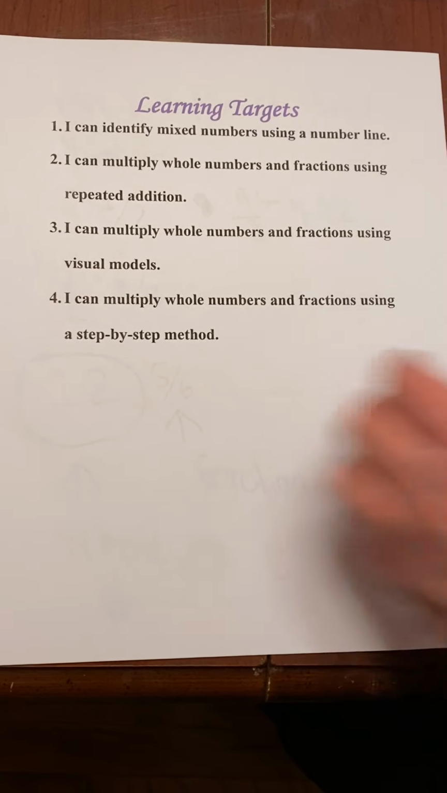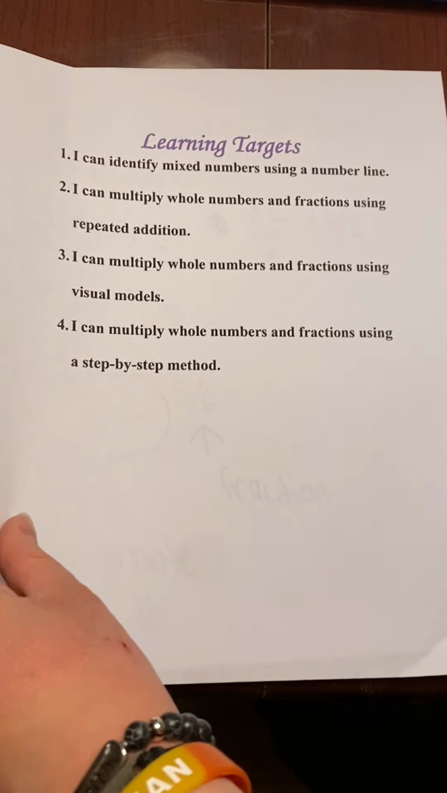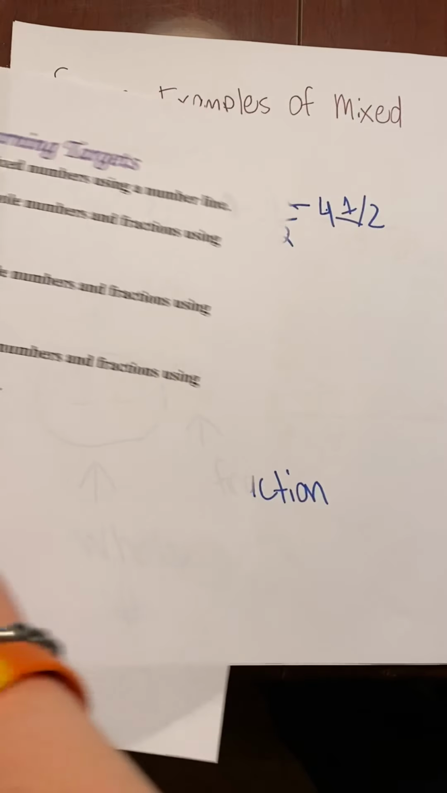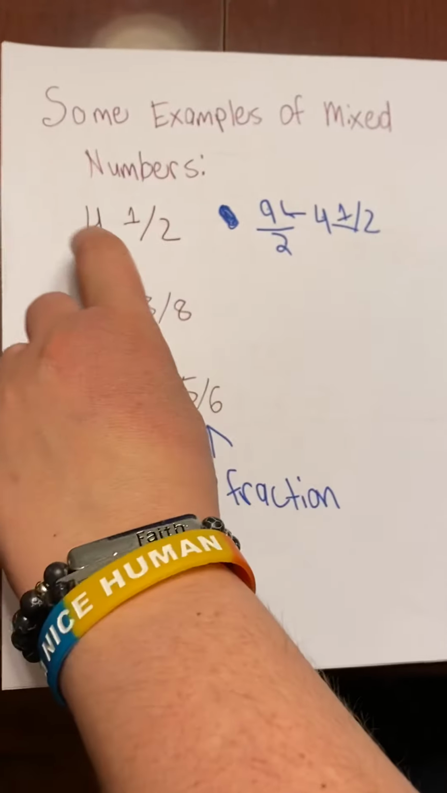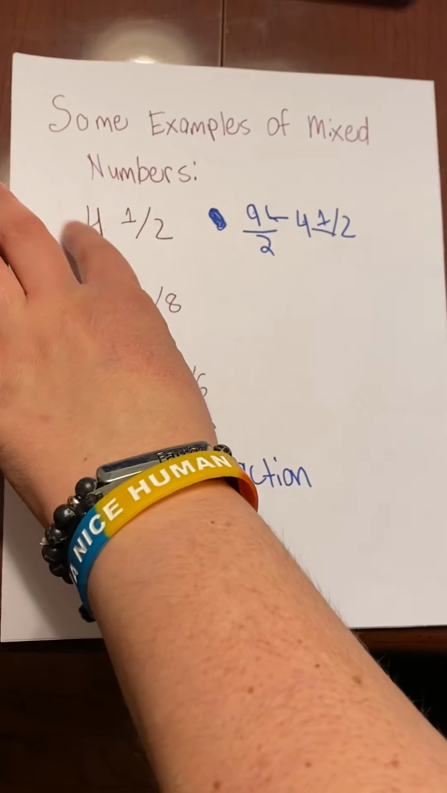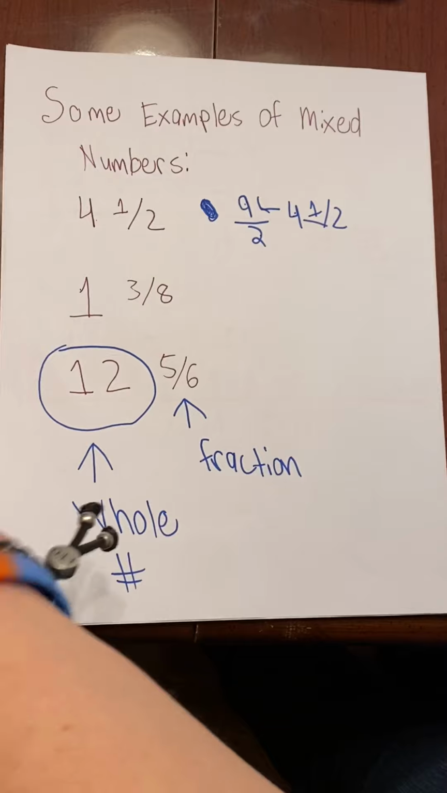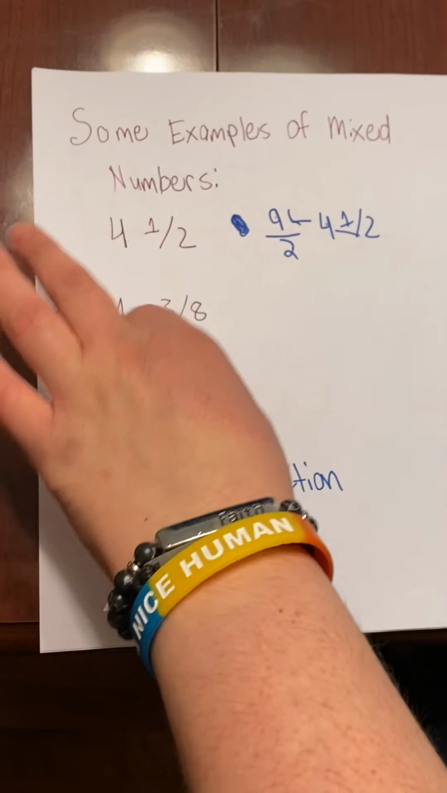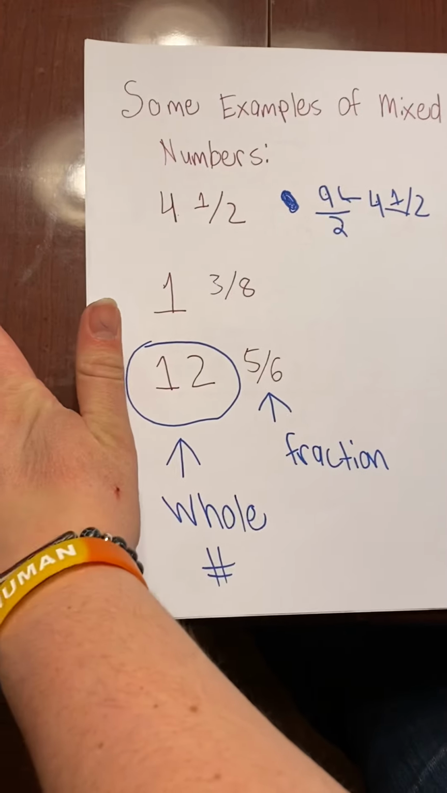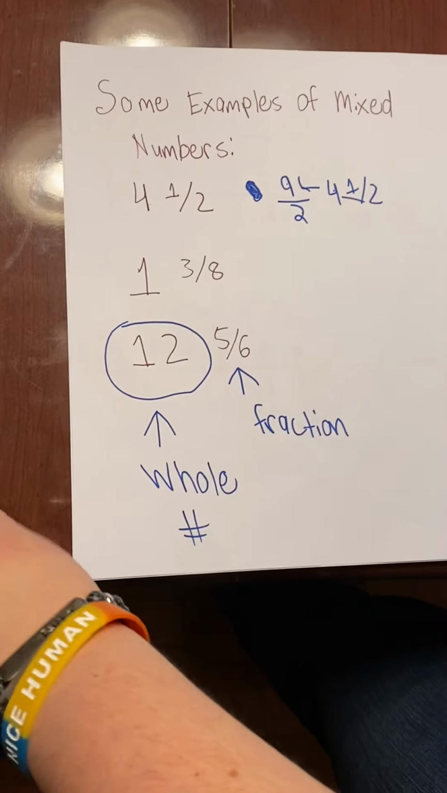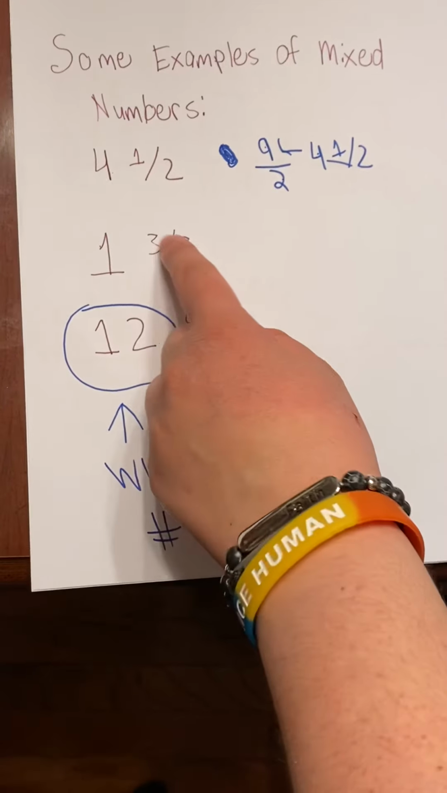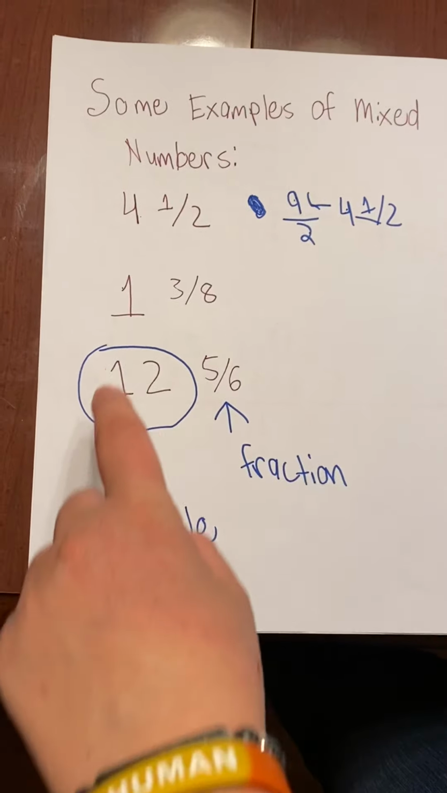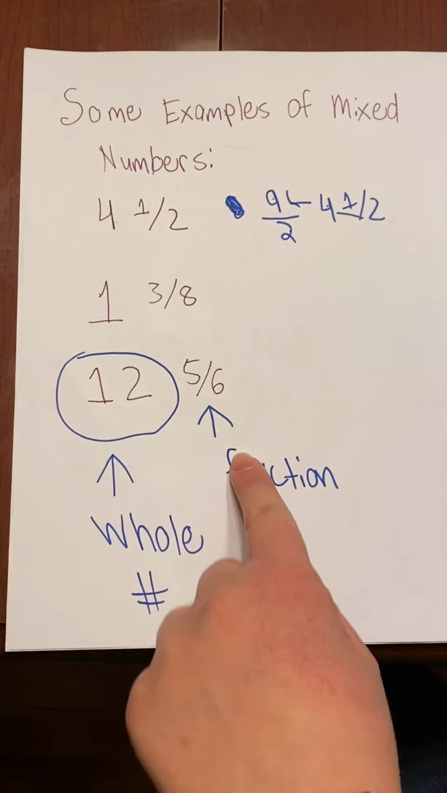So we are going over what mixed numbers are. A mixed number is basically just a whole number and a proper fraction. The first one is 4 1/2. 4 is the whole number and 1/2 is the proper fraction. 1 3/8: 1 is the whole number and 3/8 is the proper fraction. Okay, what is this top? What is 3? I'm not going to tell you all because we went over this. 3 is what and 8 is what of a fraction? And 12 is the whole number and then 5/6 is the fraction.